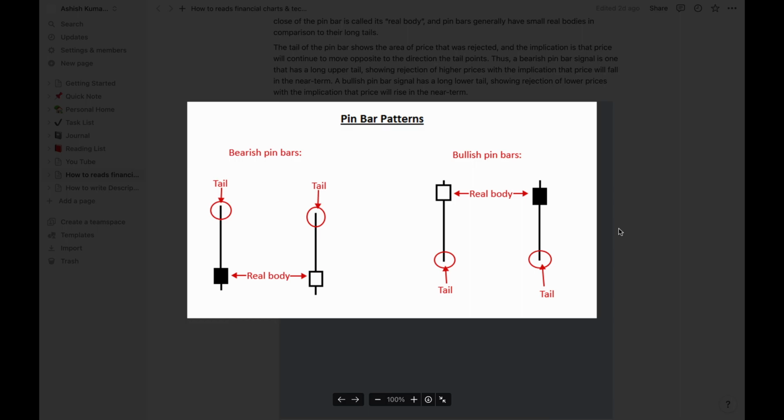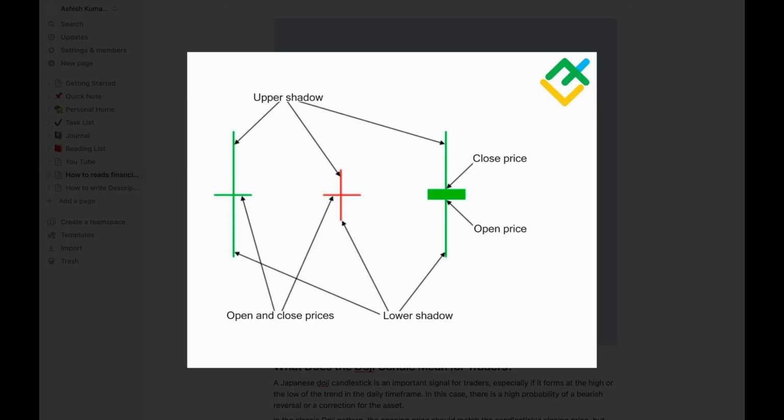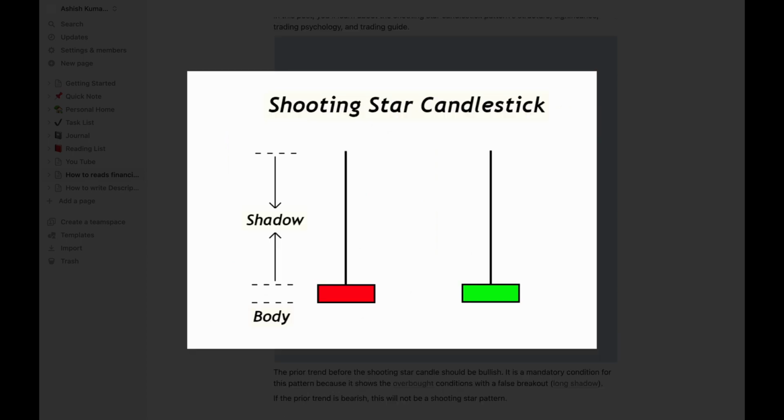Traditionally, a green or white candlestick indicates a bullish or positive price movement, where the closing price is higher than the opening price. On the other hand, a red or black candlestick indicates a bearish or negative price movement, where the closing price is lower than the opening price.